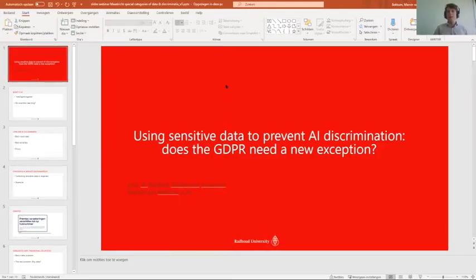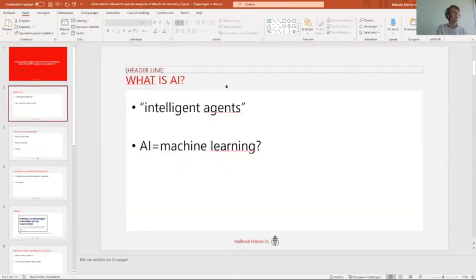Okay. Right. So first, a bit about myself. I am Marvin van Beckum. I studied law and computer science at Radboud University, and I am the new PhD student of Frederik Zuiderveen Borgesius, and I will be giving a presentation about a draft paper we are writing about using sensitive data to prevent AI discrimination.